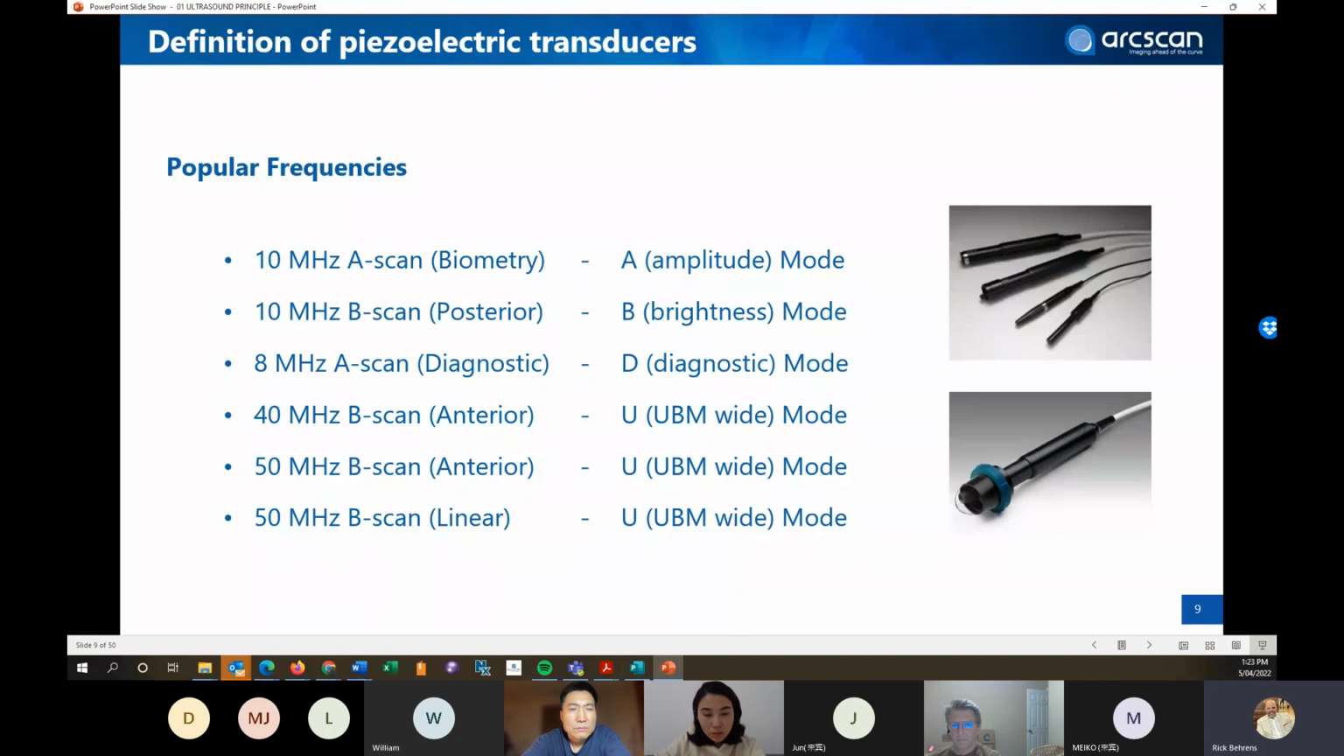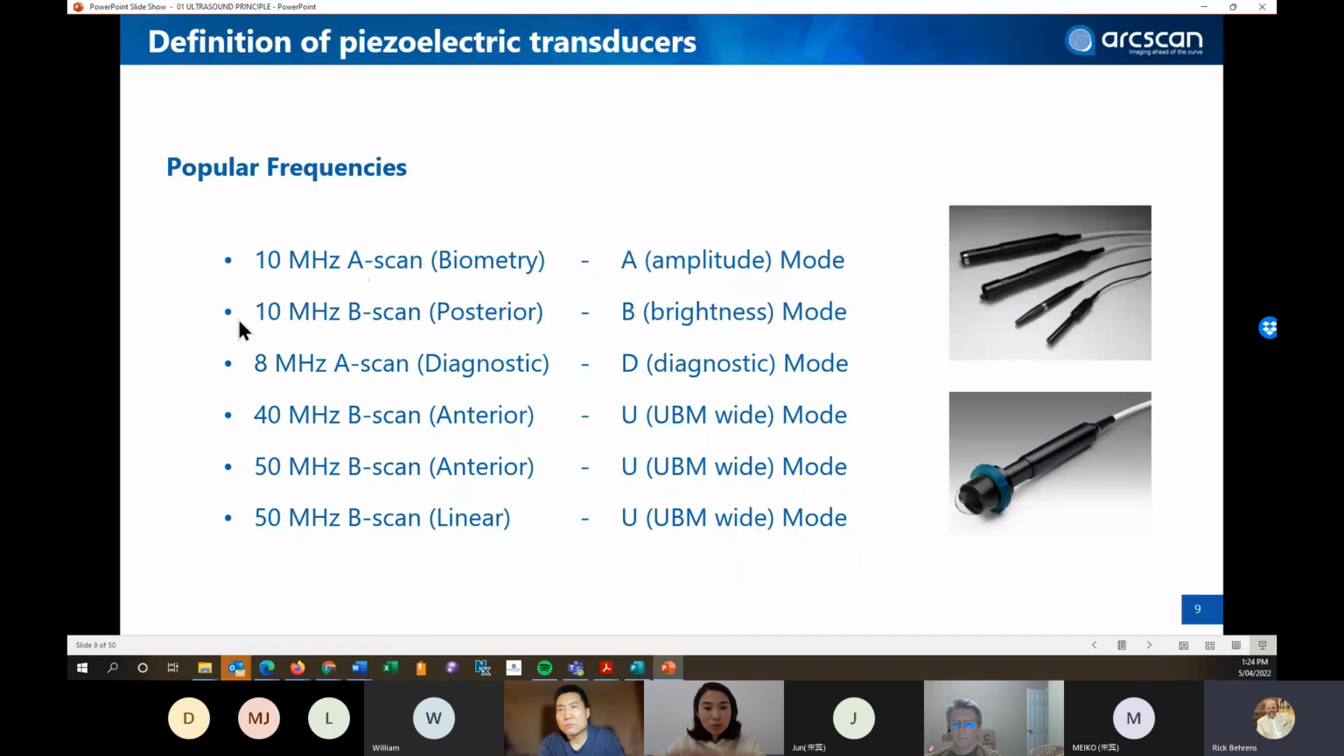Now, the most popular frequencies in ultrasound are 10 megahertz for A scan. That means this is a linear ultrasound that is used basically to measure the distance. So when you implant cataract lenses, or when you have to calculate the power of the lens corresponding to the size of the eye, we use this device. It's called the 10 megahertz A.